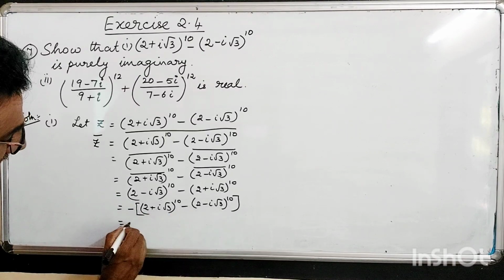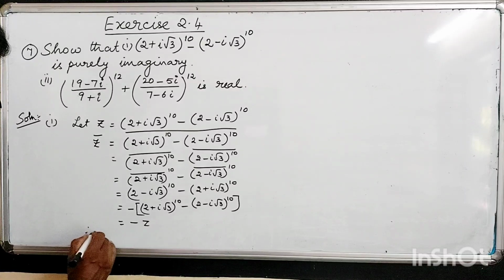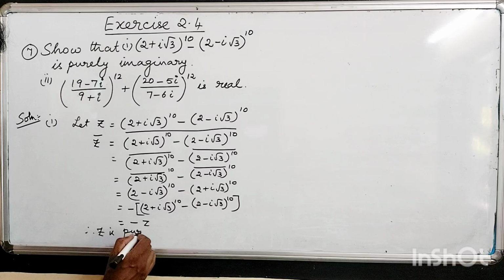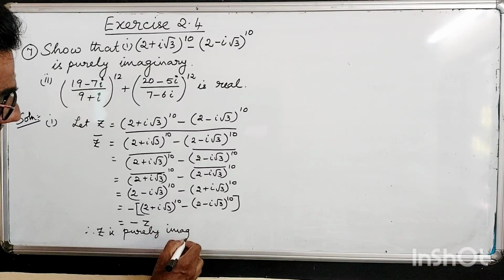Now this is z, so this is minus z. Whenever z bar is equal to minus z, then z is purely imaginary. Z is purely imaginary. This is the first part we have shown.